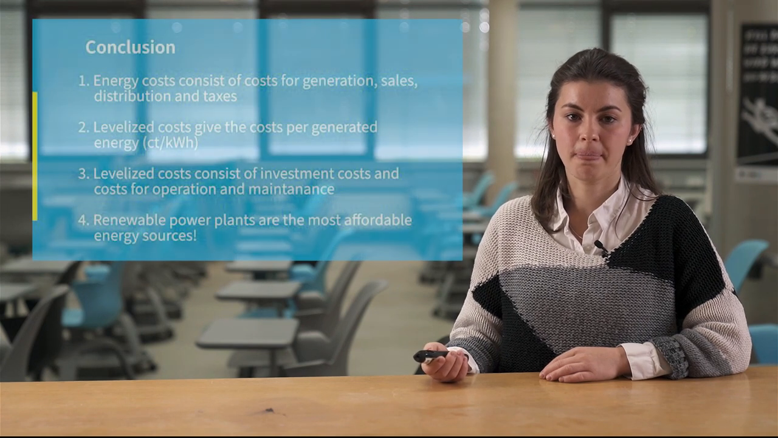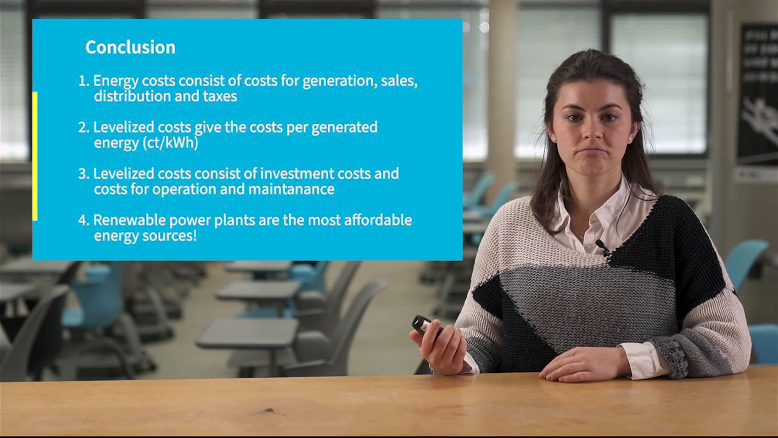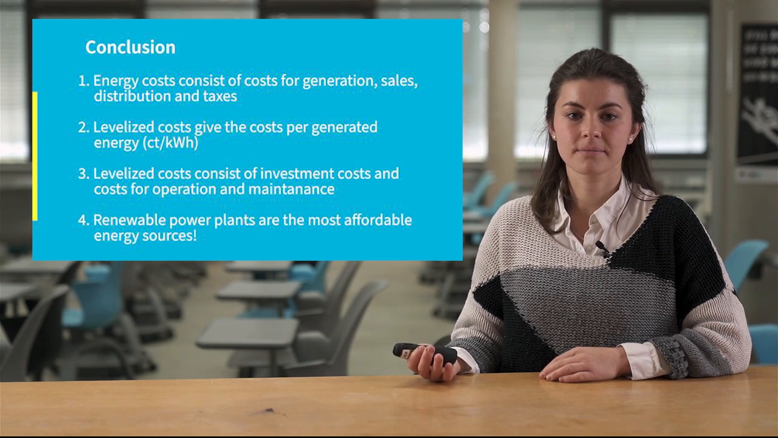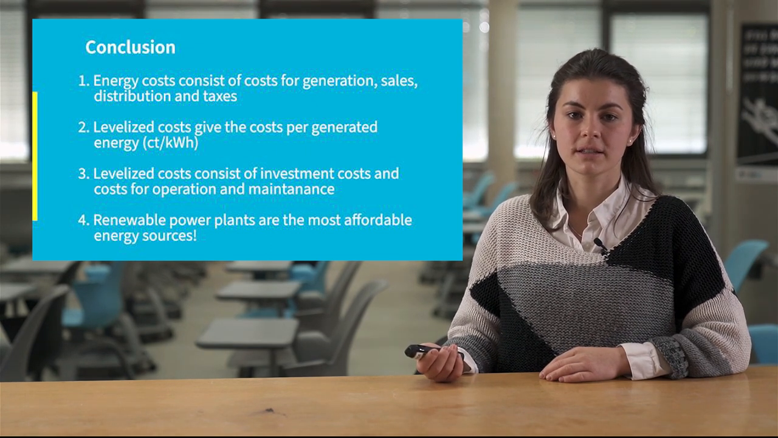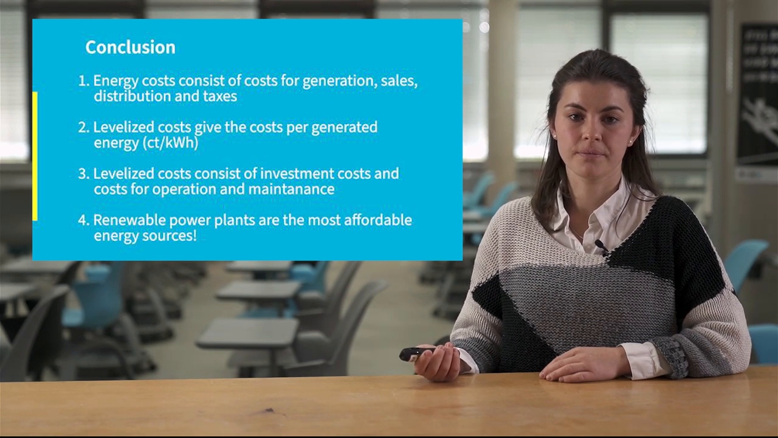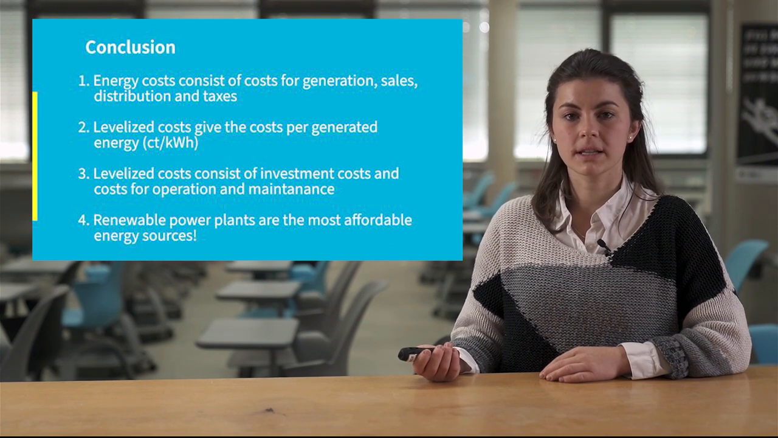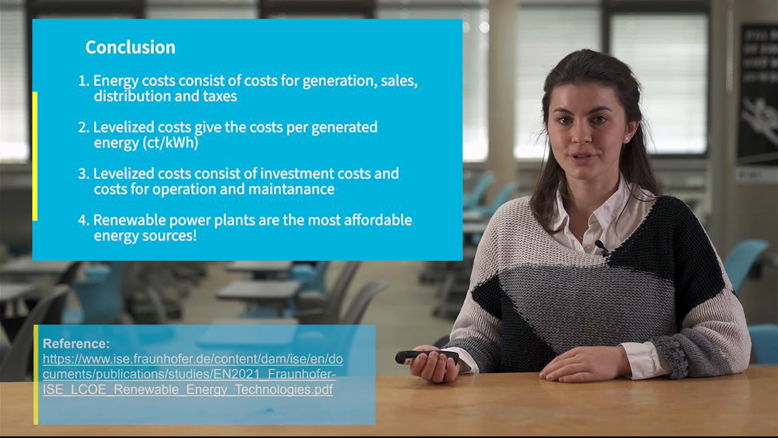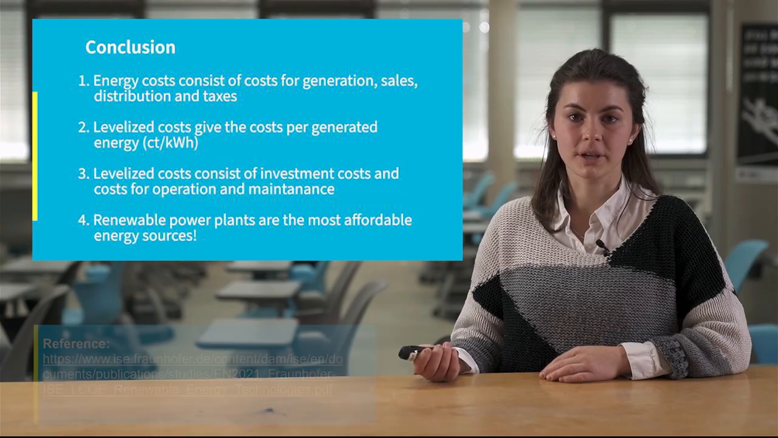Let's sum up. Energy cost consists of the cost for generation, sales, distribution, and taxes. Levelized cost gives the cost per generated energy, for example, in cent per kilowatt hour. Levelized cost consists of investment costs and cost for operation and maintenance. And most important, renewable energies are the most affordable energy sources we have.